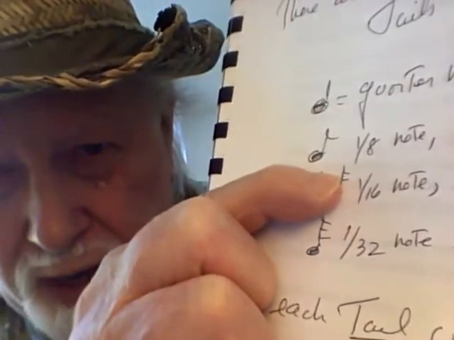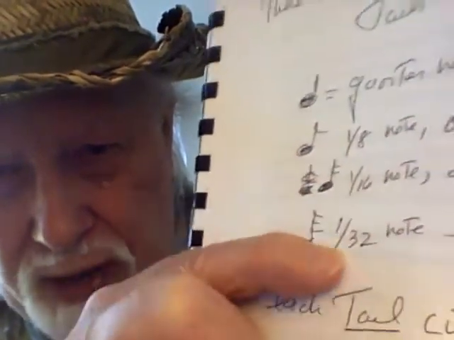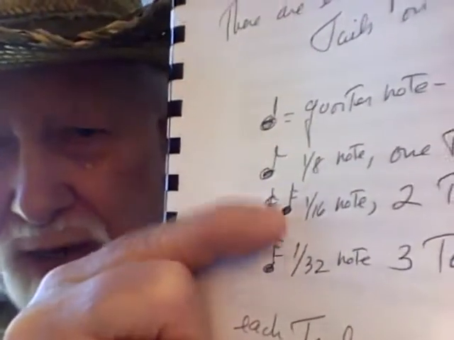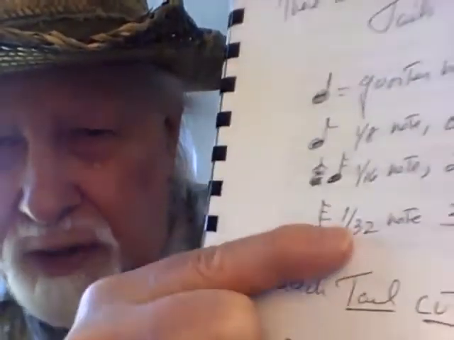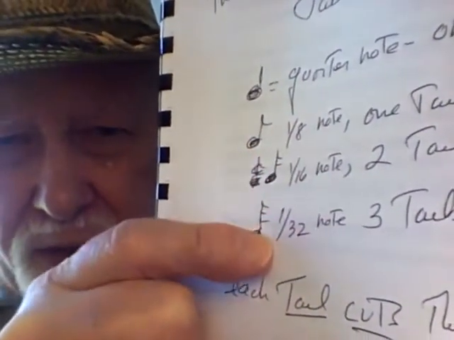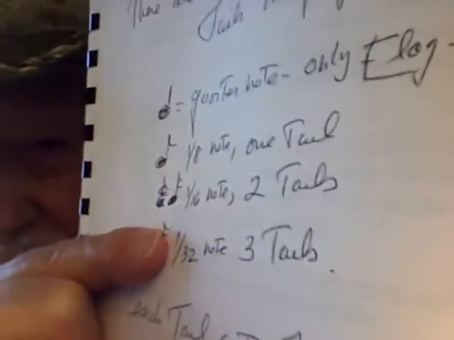Now, the eighth note has 1 tail, but notice this one here. This one has 2 tails. This one has 3 tails. This is called an eighth note. This is called a 16th note. This is called a 32nd note. The only thing different is not the flags, but the tails. The tails make them much quicker notes to play.